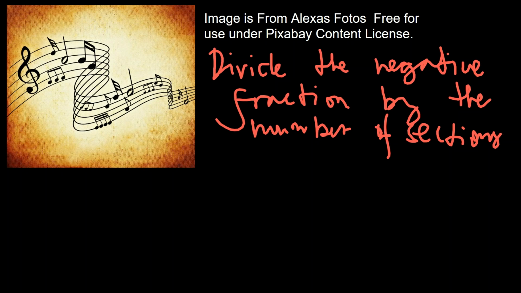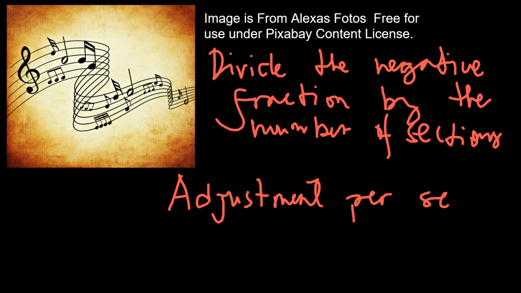Now, of course we know that the adjustment per section, the adjustment on the musical piece, adjustment per section is equal to negative 3/8 divided by 3.